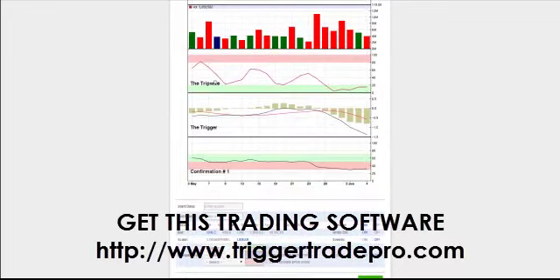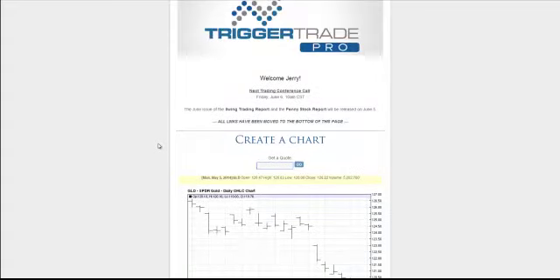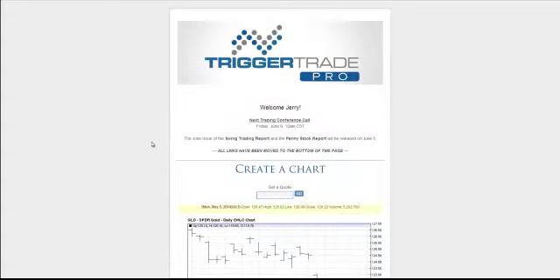This powerful tripwire system. You simply wait for it to trip, wait for the trigger, and make sure it's confirmed, and then you enter. Very powerful system, and this is how you trade gold with our Trigger Trade Pro system.